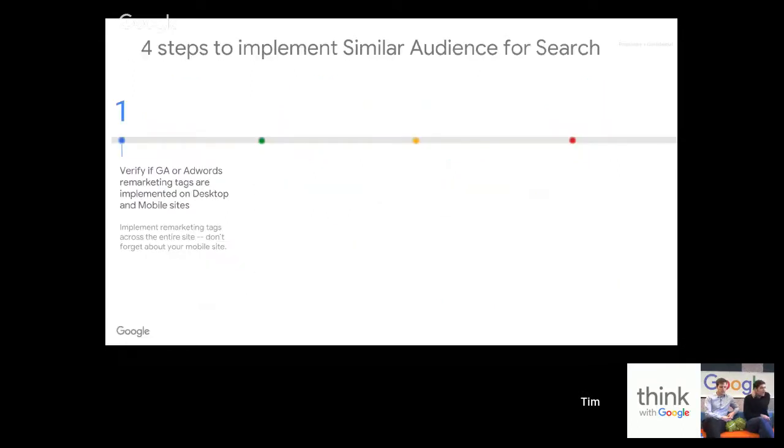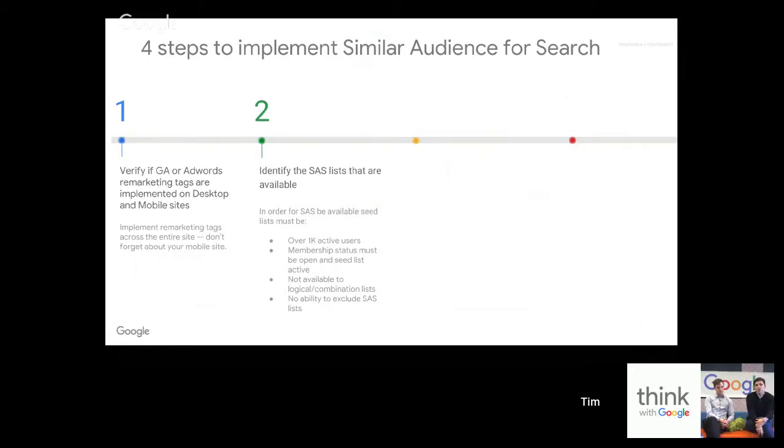So in terms of implementing similar audiences for search, before handing it back to Owen, first, we want to just verify very quickly if Google Analytics or AdWords remarketing tags are implemented on our desktop and mobile websites. That's something that you can easily see with your IT teams, and definitely something that your account manager can help out with as well. We have a lot of teams that can help you and support any queries that you might have in regards to tags.